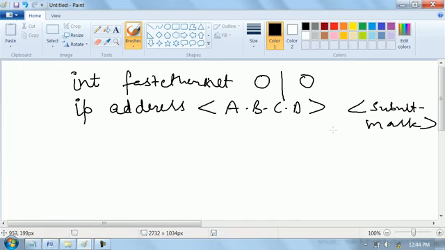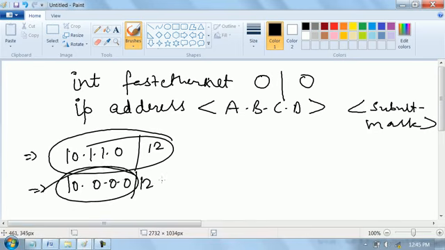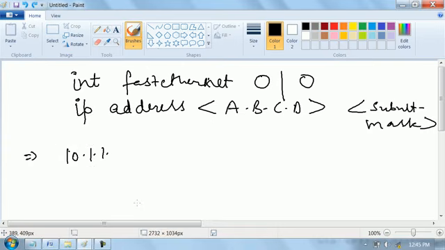Guys, one thing, if I ask you, just tell me, this is the IP. Fine. This is the subnet mask. What will be the network ID? 10.0.0.0/12. This will be the network ID. Agree? On router's interface, I am assigning a IP.